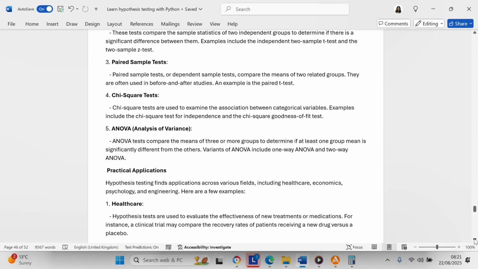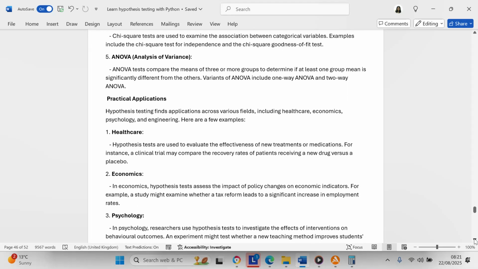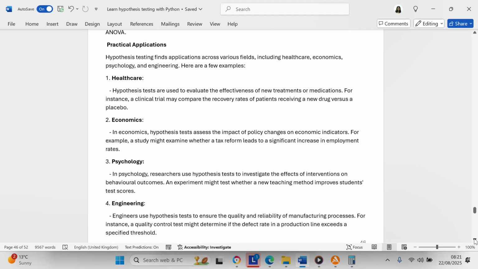So we have some practical considerations. Hypothesis testing finds applications across various fields, including healthcare, economics, psychology, and engineering. Some examples are healthcare. Hypothesis testing can be used to evaluate the effectiveness of new treatments or medications. For example, a clinical trial may compare the recovery rates of patients receiving a new drug versus a placebo.